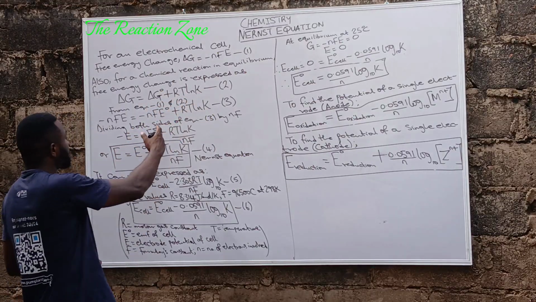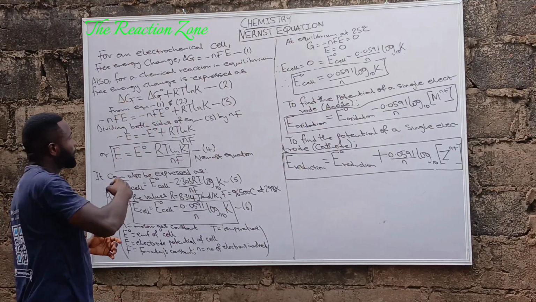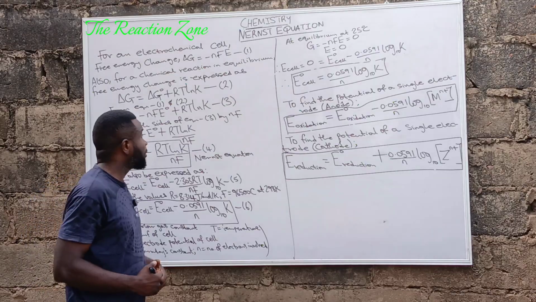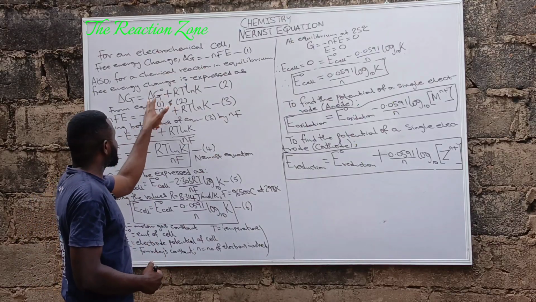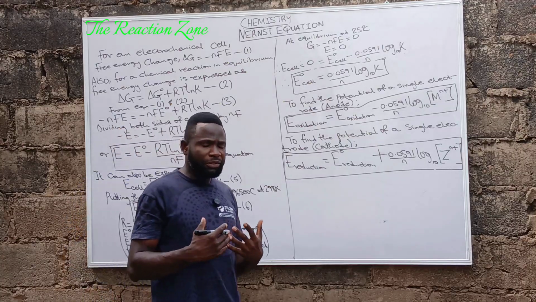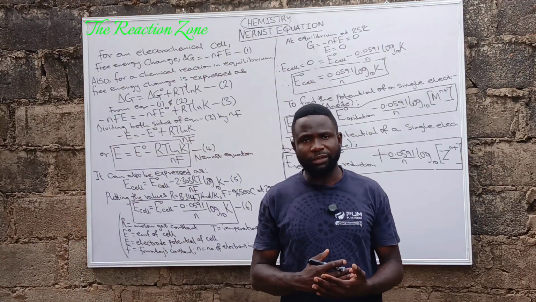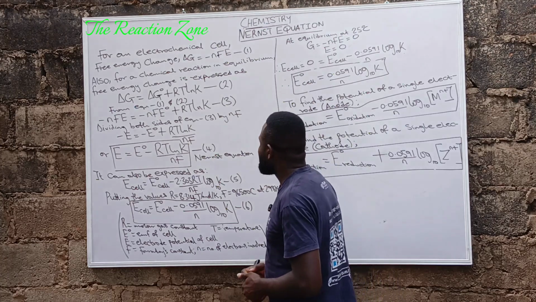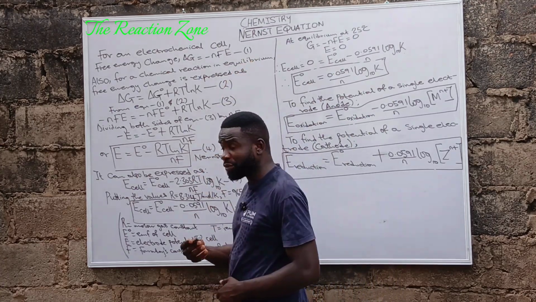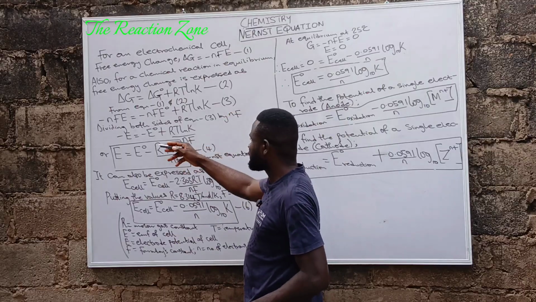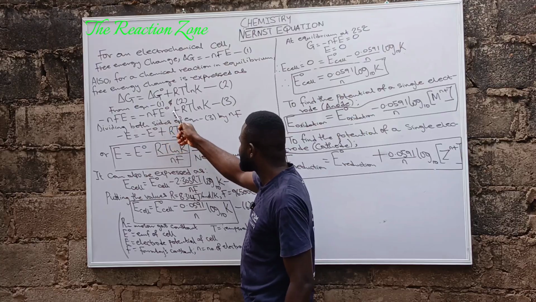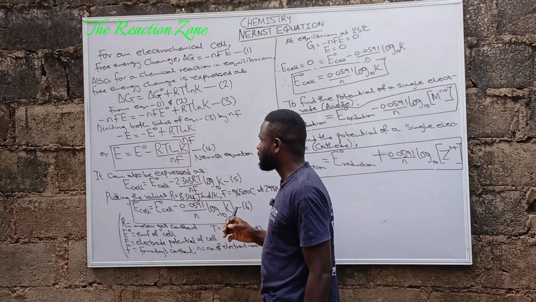The difference between delta G naught and delta G is that delta G is the change in Gibbs free energy, whereas delta G naught is the standard change in Gibbs free energy, that is, the change in Gibbs free energy at standard conditions. Now, I can equate equations 1 and 2, and when I do, I will have equation 3, which is minus NFE is equal to minus NFE naught plus RT ln K.